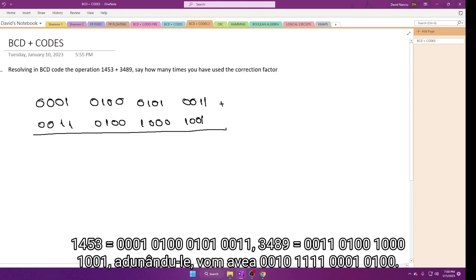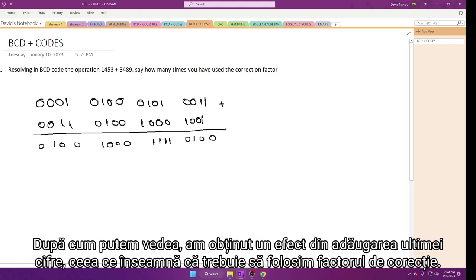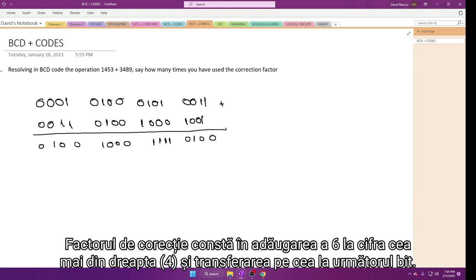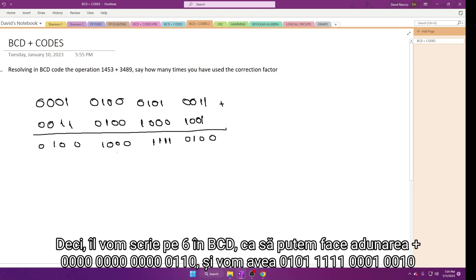Adding these two up, we'll get 0010 1111 1000 0100. As you can see, we got a carry out from the addition of the last digit, which means that we need to use the correction factor. The correction factor consists in adding 6 to the rightmost digit, which is 4, and carrying the 1 to the next bit.